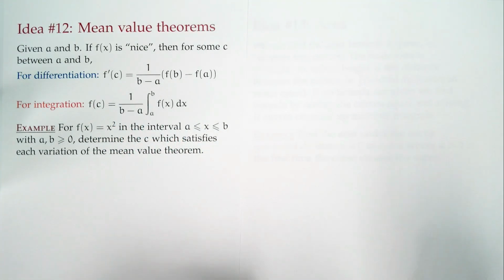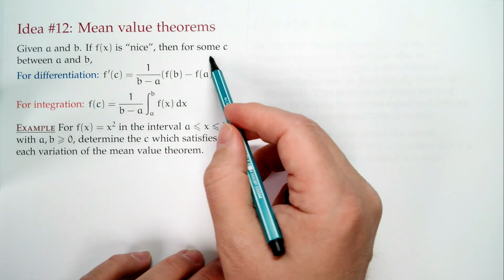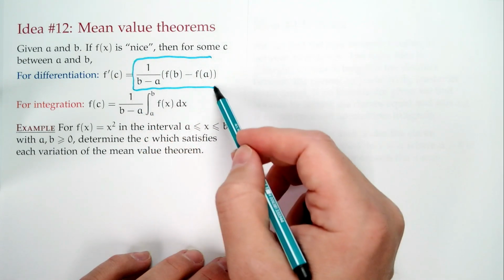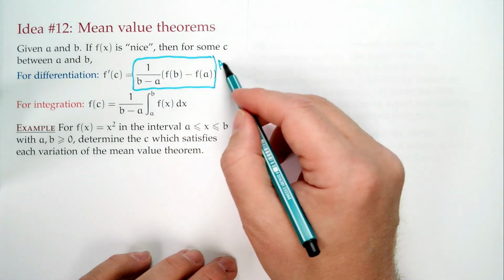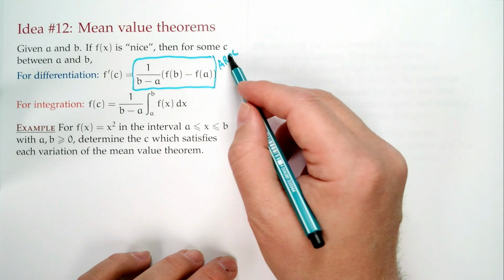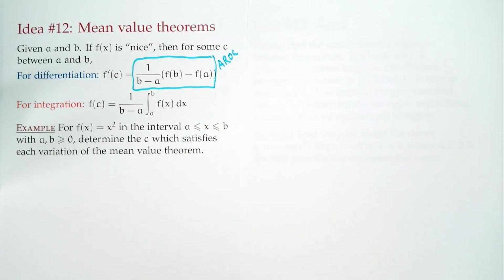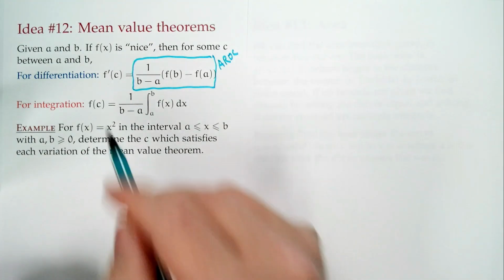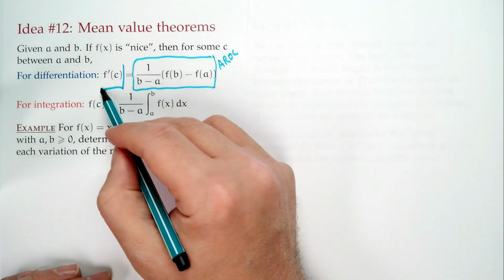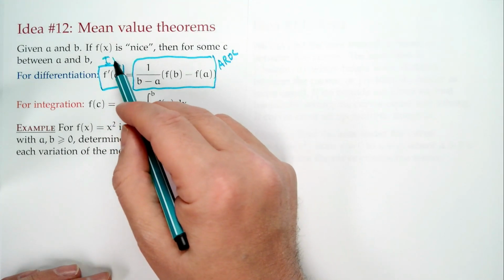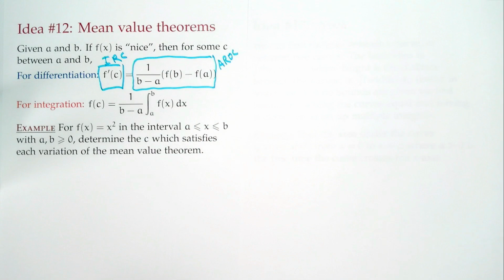Well, if you look at this part, 1 over b minus a, f of b minus f of a, this is your average rate of change. In other words, how much has a function changed in between the endpoints? The f prime of c, this is your instantaneous rate of change. In other words, what's happening exactly at c.